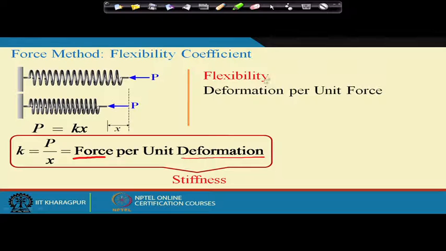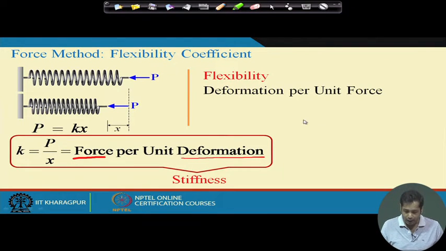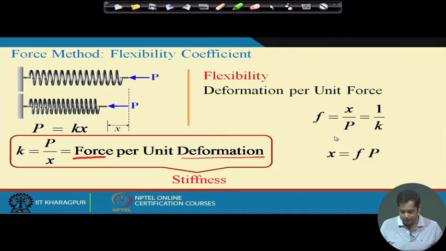So flexibility is the inverse of stiffness. And what is the definition of flexibility? The definition of flexibility is deformation per unit force. It is just opposite to this. So for this problem, what is the flexibility? Using F to denote the flexibility, F is equal to 1 by K, which is x by P, meaning it is the deformation per unit load. Now once we have defined flexibility, let us see what implication it has in the case of structural problems.